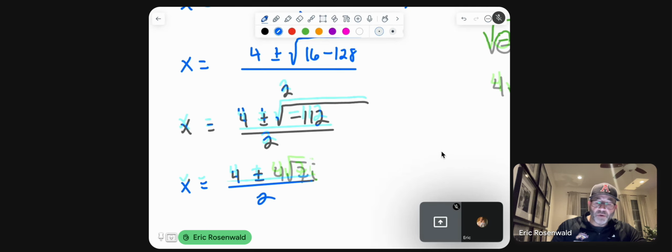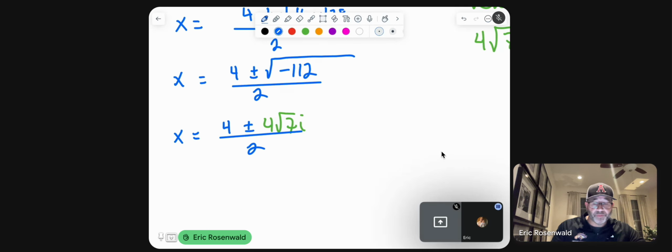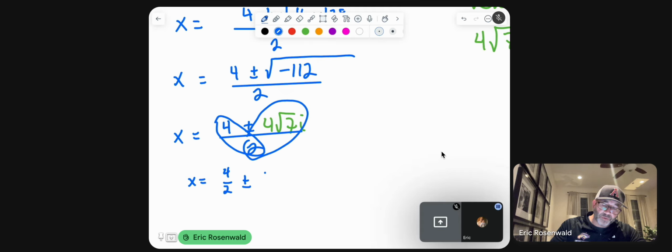Okay. Now we need to take these and break them up and simplify them if we can. So let's simplify these. We're going to have 4 over 2, which is our first fraction, plus or minus our second fraction, which is 4 root 7 over 2, and then i. 4 divided by 2 is 2. 4 divided by 2 is 2. Root 7 i. And there's your final answer.